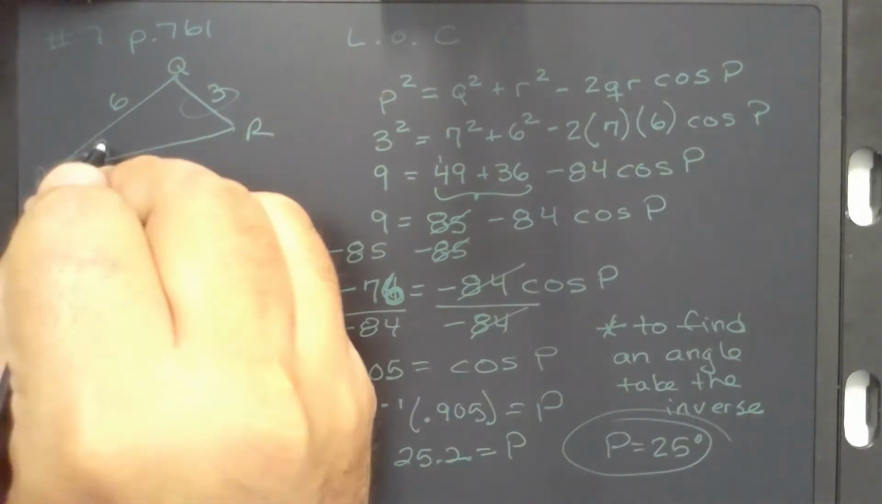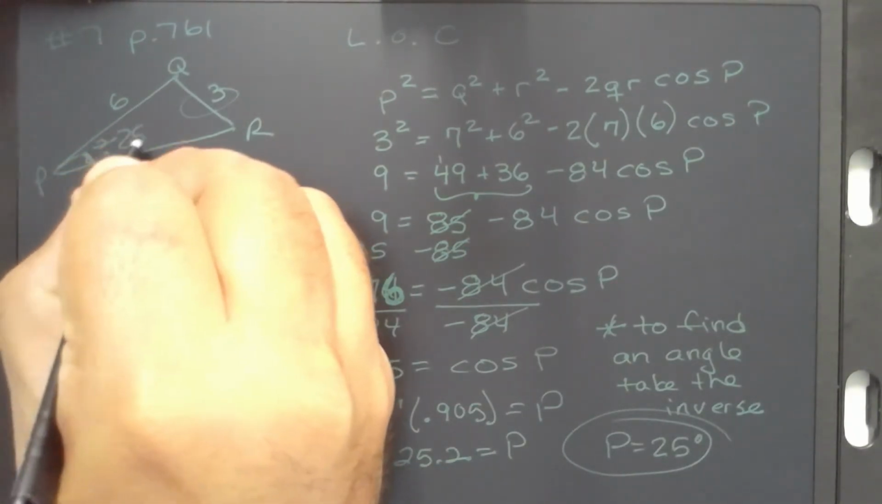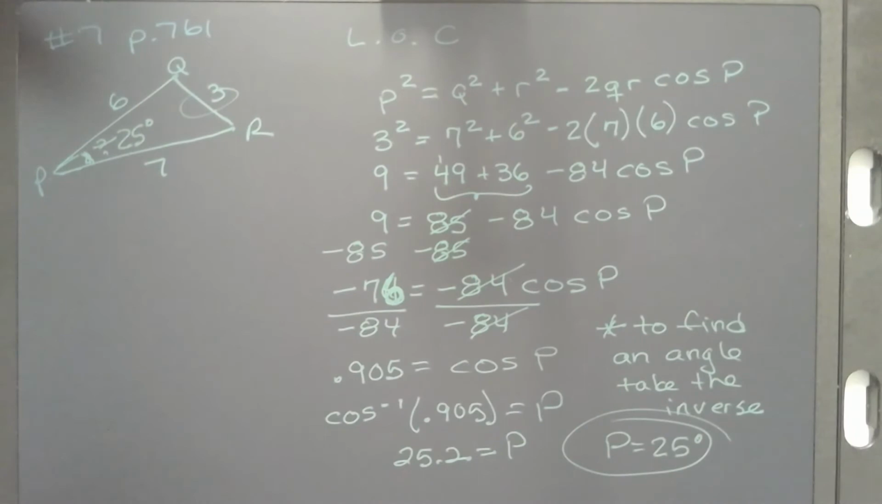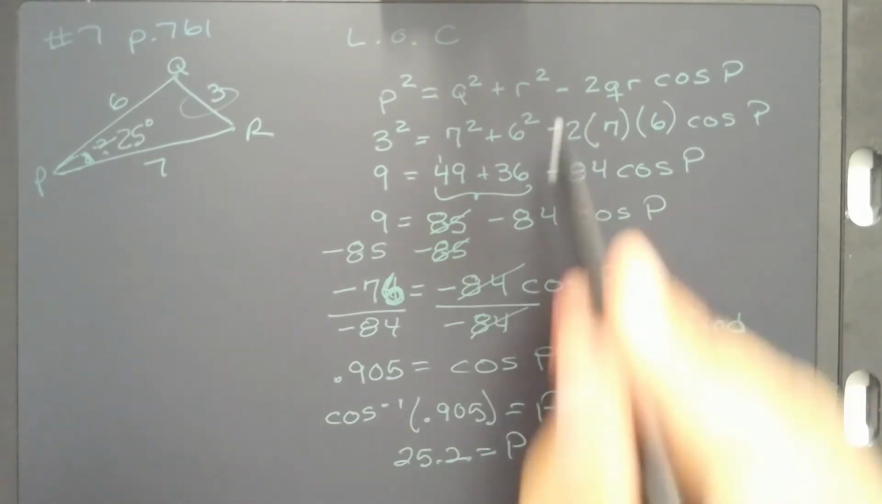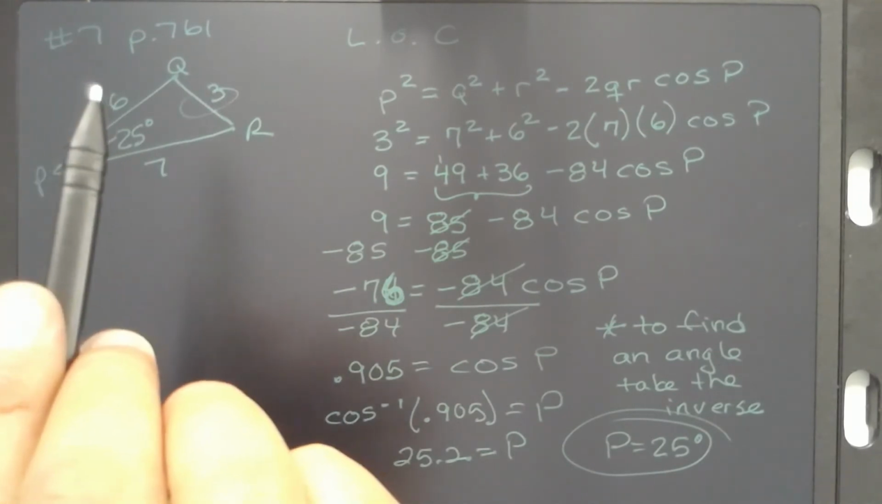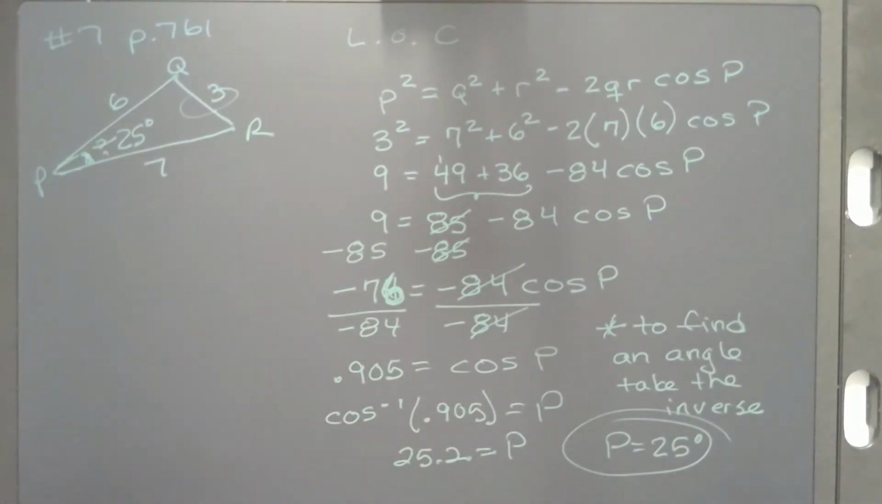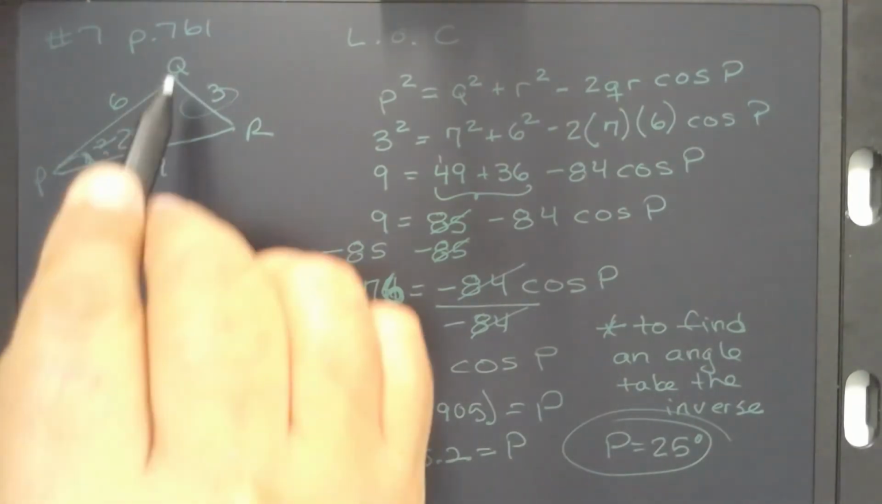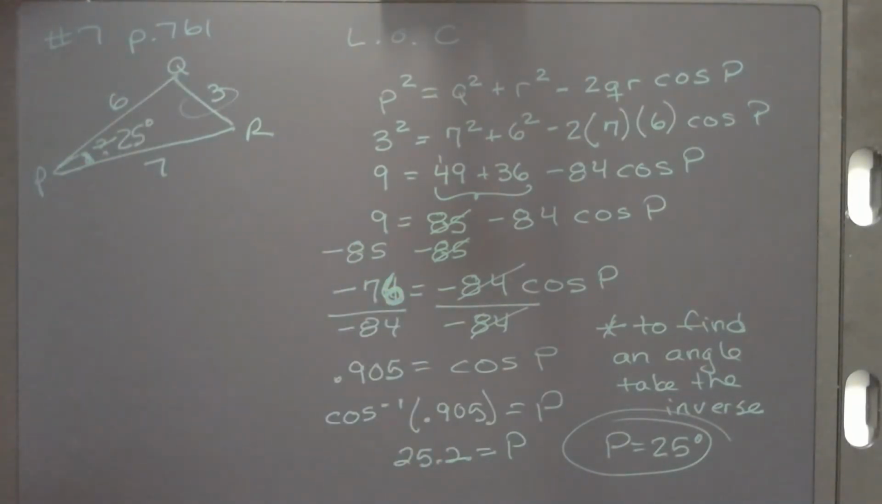So we already have P. P is 25 degrees. We have to repeat the same process, the whole thing, to find Q. And once we have Q, we don't have to repeat the same process for R, because what do we apply for R? The triangle sum theorem. So let's go ahead and solve for Q now.